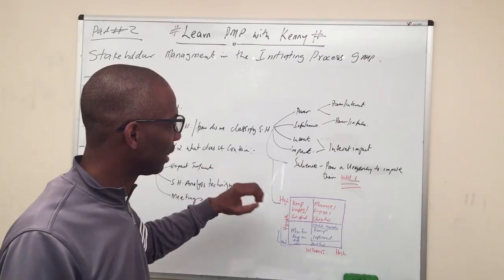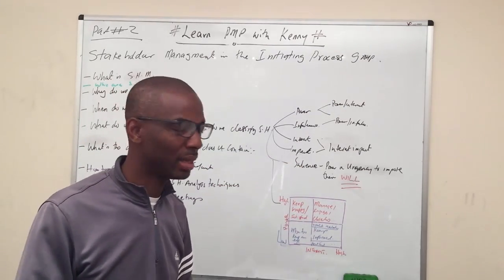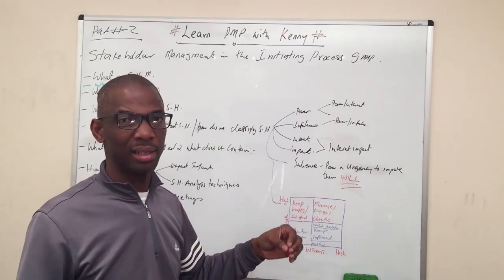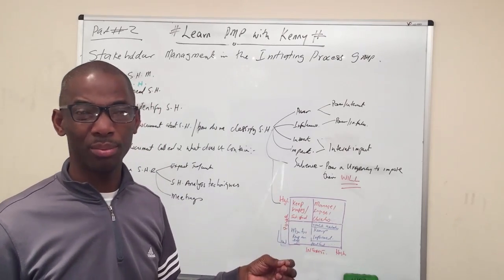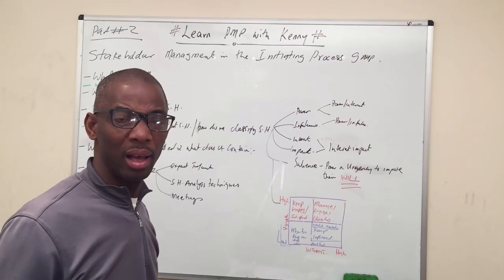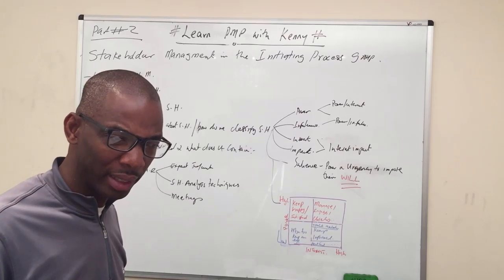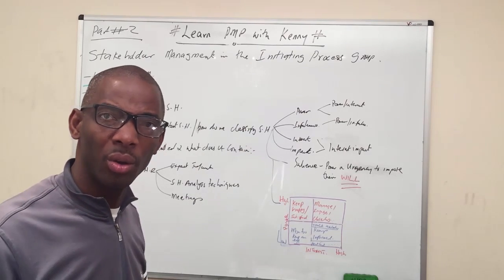What's their impact? And then finally, you have what you call the salience model, which is probably going to come out a great deal in the exams as well, because it's different and it's a word that is almost unique to the PMI itself. Salience model is pretty much what's the power, what's the urgency of these guys, and how quickly can they impose their will on the project.